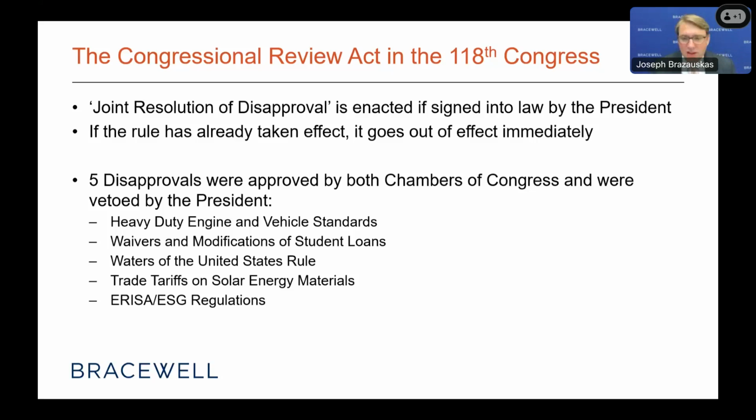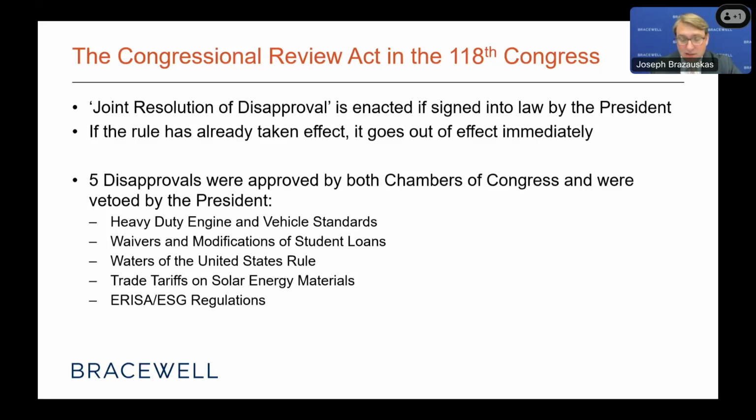So even though the members know that these actions will not be successful in this Congress, that's why we are seeing these Congressional Review Act disapprovals move forward, even though folks know that they are likely to fail.